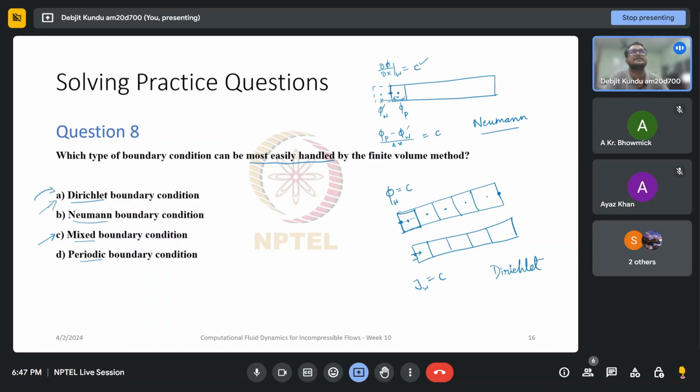Same goes for flux as well. So I need to create additional fictitious cells outside the boundary in order to accommodate Neumann or mixed type of boundary conditions. And periodic boundary condition is also a type of a Neumann boundary condition only, where we are connecting this boundary to this boundary. So basically it boils down to gradients, and mentioning or fixing gradients would require additional fictitious cells.